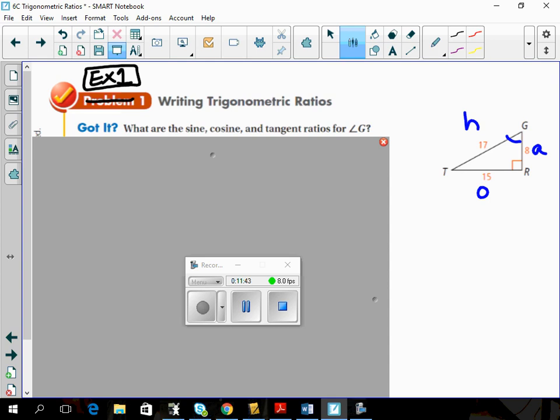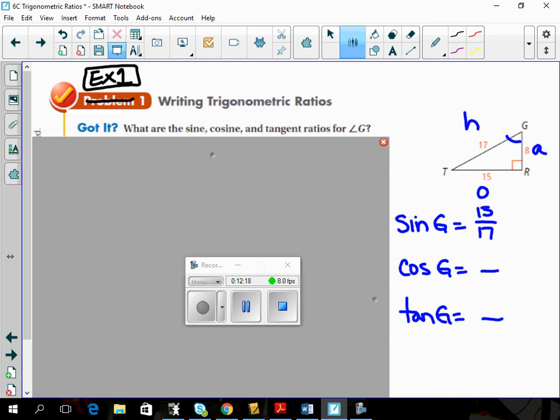Okay? So what is the sine of G? This is how you write it. The sine of G equals, the cosine of G equals, and the tangent of G is going to equal. And we're going to literally write the fractions. That's it. So what is the fraction for sine? SOHCAHTOA. So sine is SOH, opposite over hypotenuse. 15 over 17. Very good.